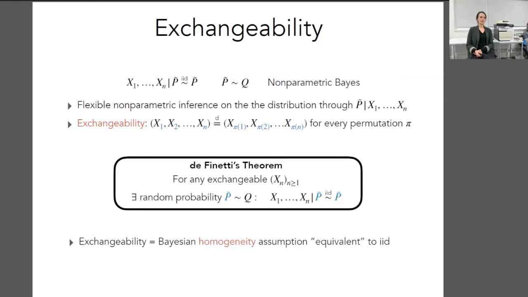And this is de Finetti's theorem, which tells us something stronger. That is, that for any exchangeable sequence, one can actually prove that there exists a random probability measure such that the observations are conditionally IID given this random probability measure. So this is to say that exchangeability is a very intuitive assumption of homogeneity in the data. And it can be seen as somehow a Bayesian equivalent of the frequentist IID assumption.